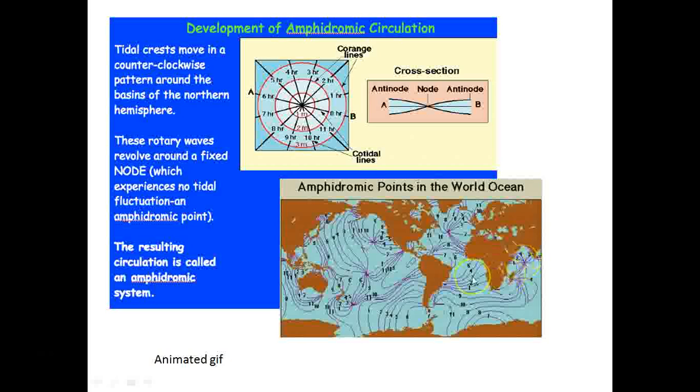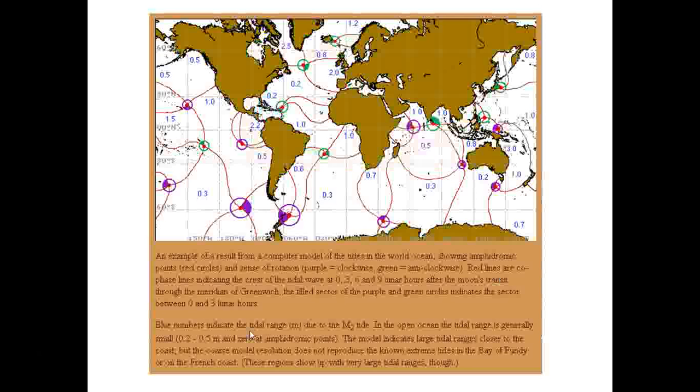Okay, so tidal crests move in a counterclockwise pattern around the basins of the northern hemisphere. Again, Coriolis effect comes in big time here. The resulting circulation, they'll often call an amphidromic system. So when they look at them, all the points overall and how they affect each other. And we're not going to get into it in a lot of detail, just to understand that they're points of no tide.